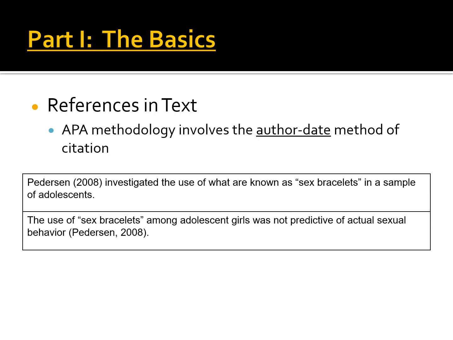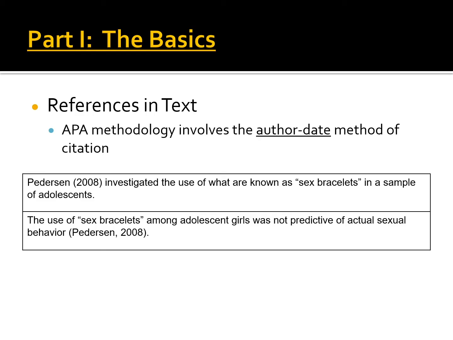So you can see two examples up here on the slide, two different approaches to how we might cite a source. In the first, we cite the author first, and then we talk about what the author found. So for instance, APA uses the author date method with Pedersen, and then in brackets 2008, which is the year of the study, and then what the study found. So in this case, investigated the use of what are known as sex bracelets in a sample of adolescents.